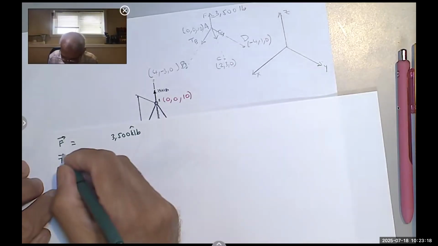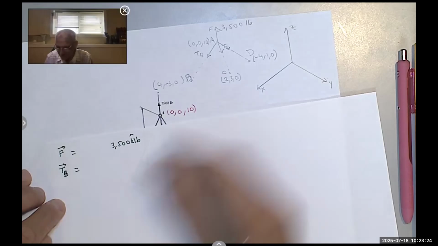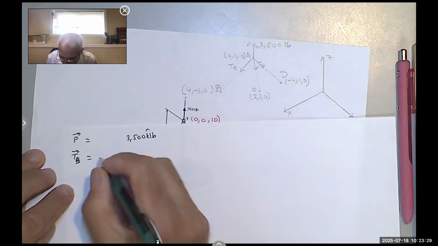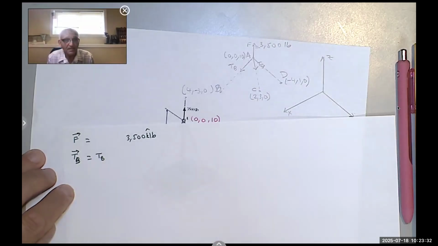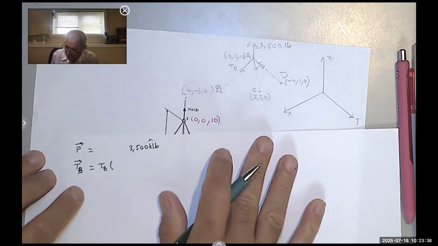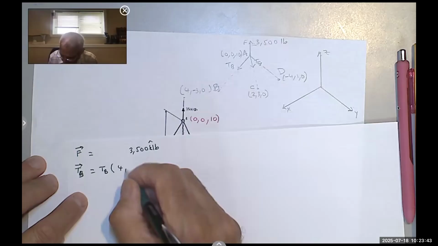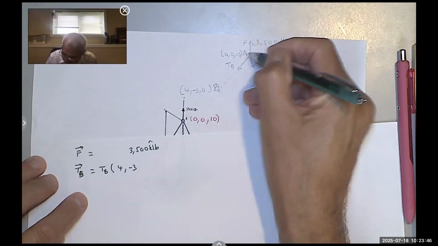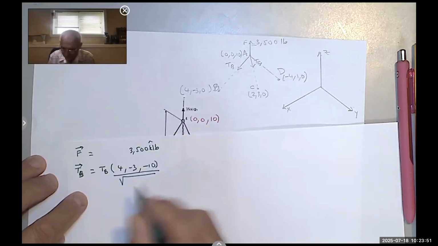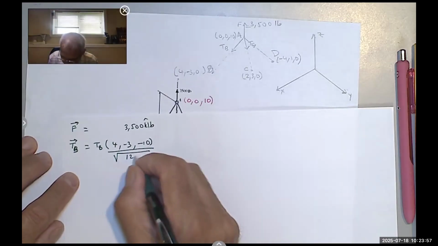T sub A, again, we don't have T sub A, T sub B. I keep saying A. This point is A. Okay, T sub B is an unknown magnitude of TB times a unit vector. So what is the unit vector? I'm going from 0 to 4, so that's 4, 0 to -3, so -3, from 10 to 0, -10, over the square root of 4 squared plus 3 squared plus 10 squared, which is 125.